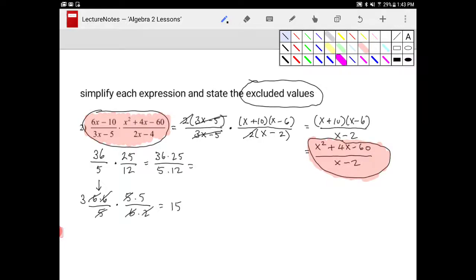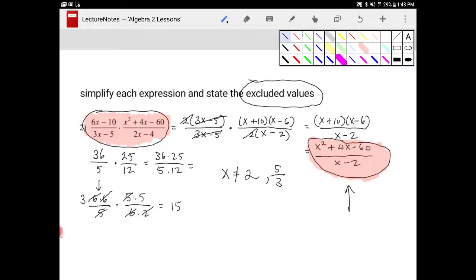Well, if you look at this, x cannot be 2, because if x was 2, then this would be undefined. Why? Because if x were equal to 2, the denominator would be 0, and we cannot divide by 0. What about the left-hand side of the equation? Well, on the left-hand side, we cannot have x be 5/3.